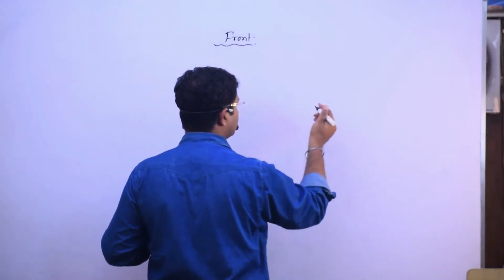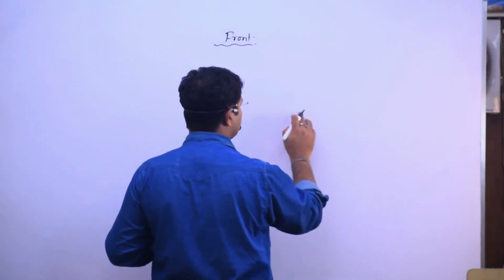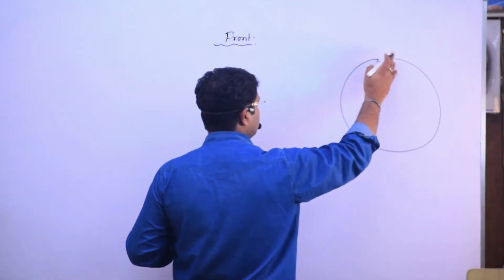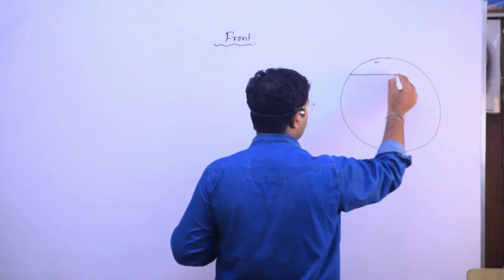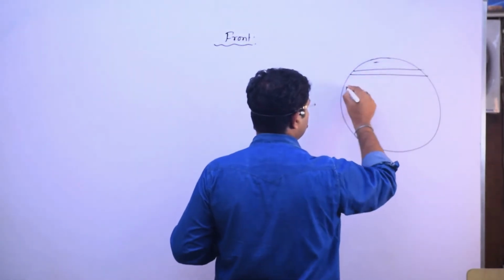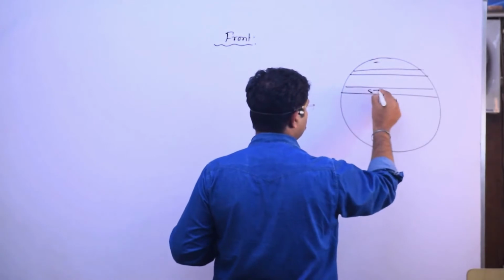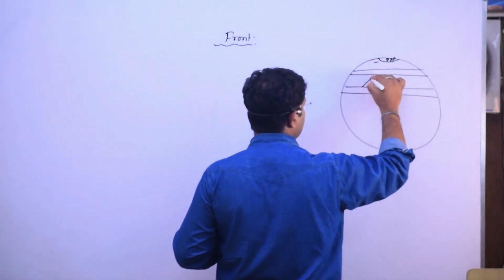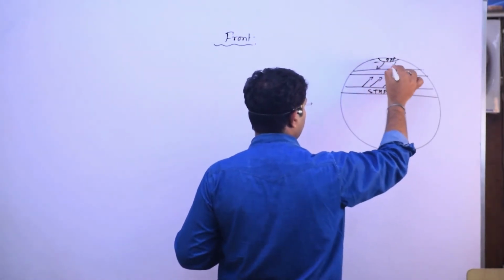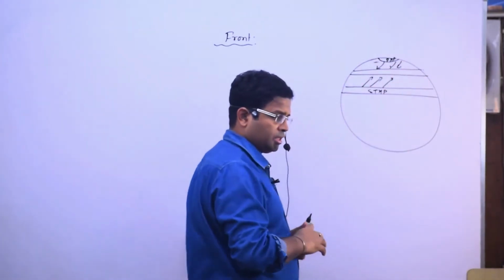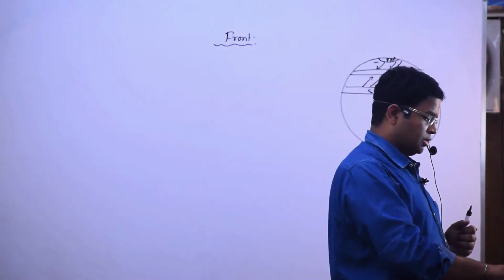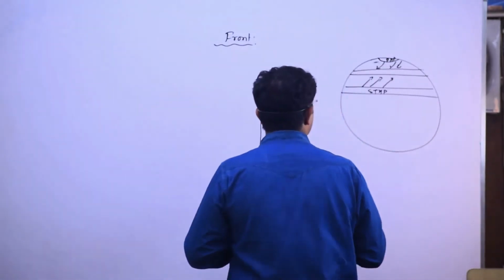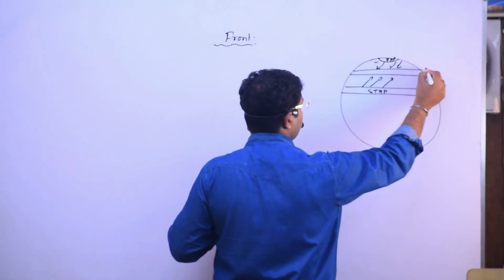Before starting this front, you should be aware of some pictures. This front formation is taking place in the region of the subtropical high pressure belt and the polar high pressure. So the warm westerlies, and here we have the cold polar westerlies. This is the zone of transition along 50 to 60.